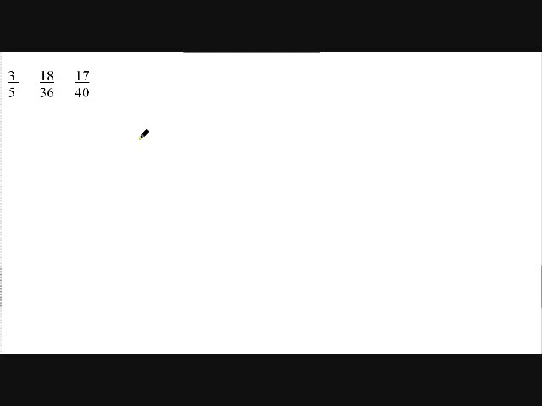Let's look at ordering fractions. Remember, fractions are one type of rational number along with percents and decimals. We want to look at how we can figure out what order we should put these in. Let's say we want to put them in order from least to greatest. I need to figure out which one's the smallest number, which one's the middle, and which one's the largest number.